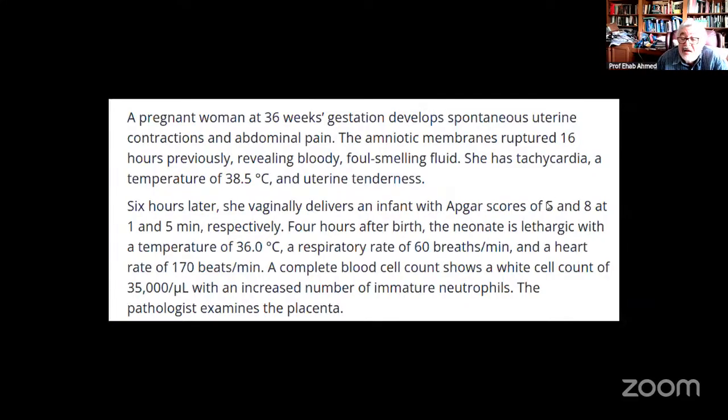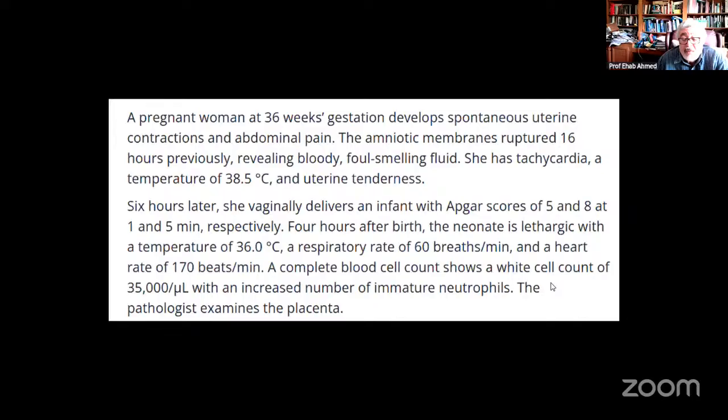Apgars 5 and 8. Four hours after birth, the infant is lethargic with a temperature of 36, a respiratory rate borderline, heart rate 170, which is high, and a complete CBC with a white cell count of 35,000. So this is a very suspected case of early onset sepsis, correct? And the mother definitely had very suspicious chorioamnionitis.